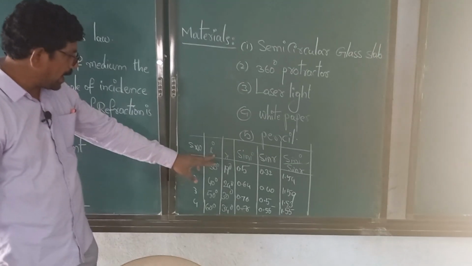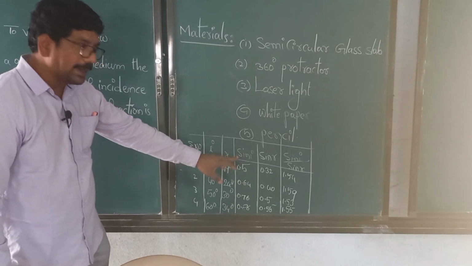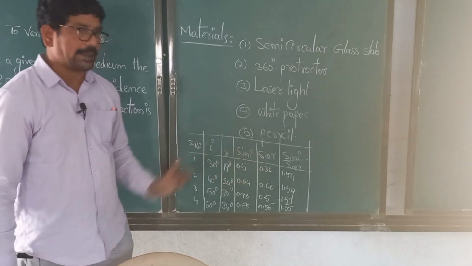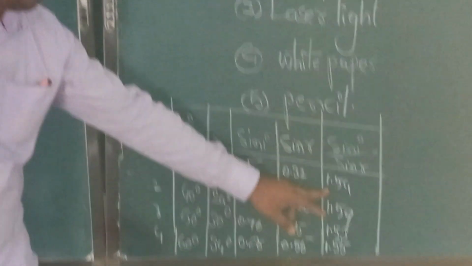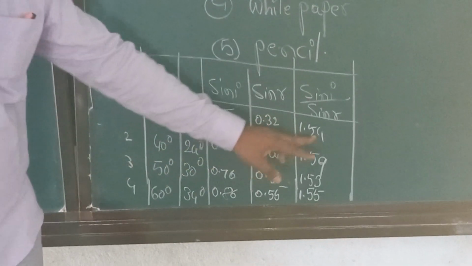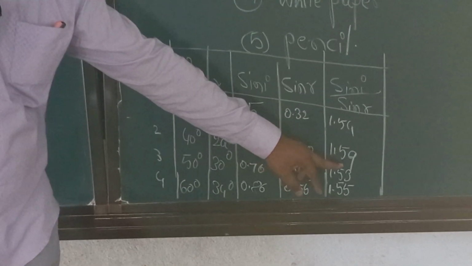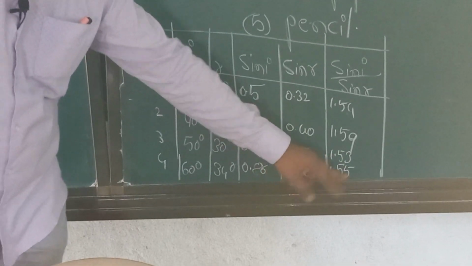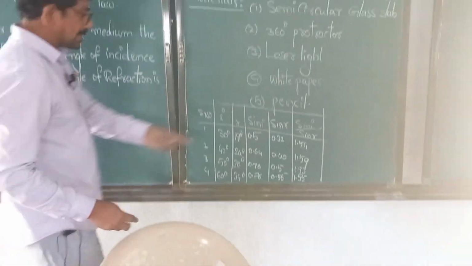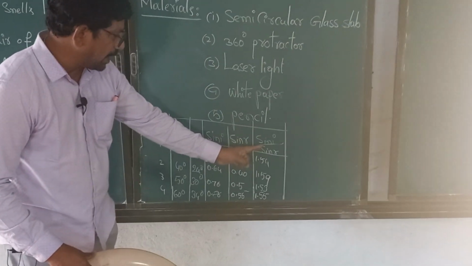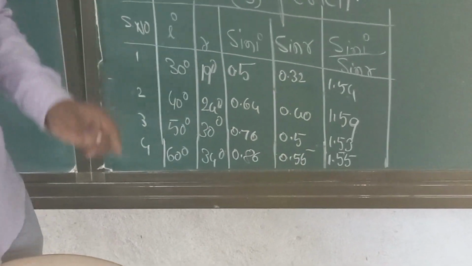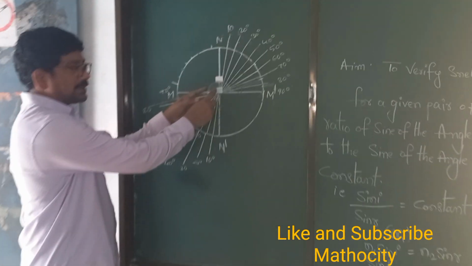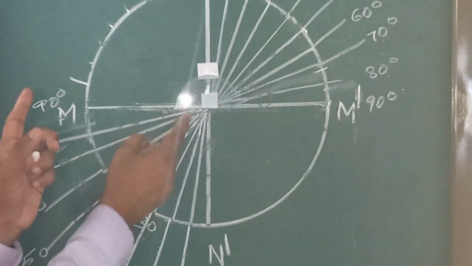I tabulated angle i and angle r, calculated sin i and sin r using the calculator, and found the ratio sin i by sin r. Here it is 1.54, considering only the first two decimal places. Here it is 1.59, here 1.53, here 1.55. So the ratio of the sine of the angle of incidence to the sine of the angle of refraction is constant. It is approximately 1.5. So the refractive index of this semicircular glass slab is 1.5.